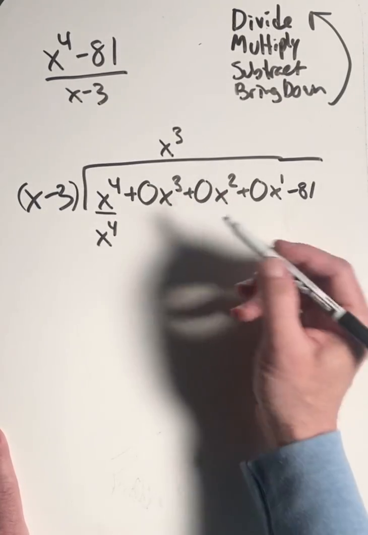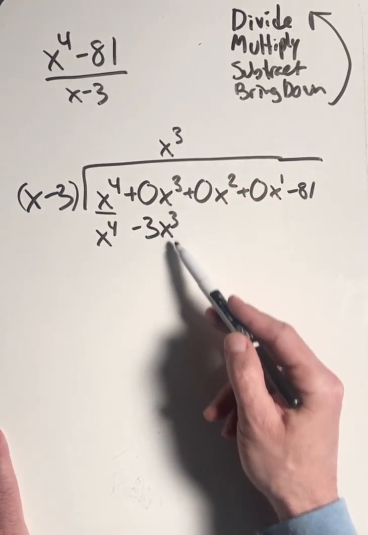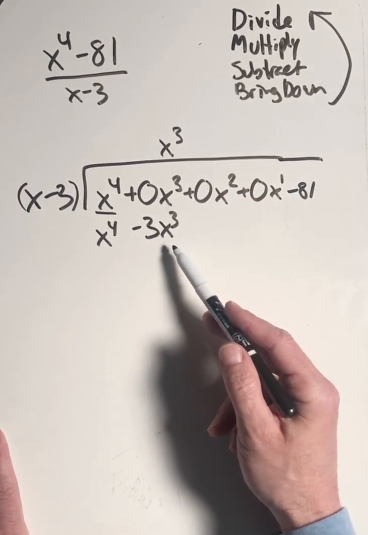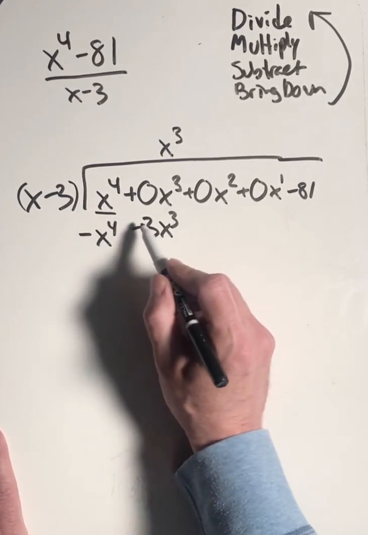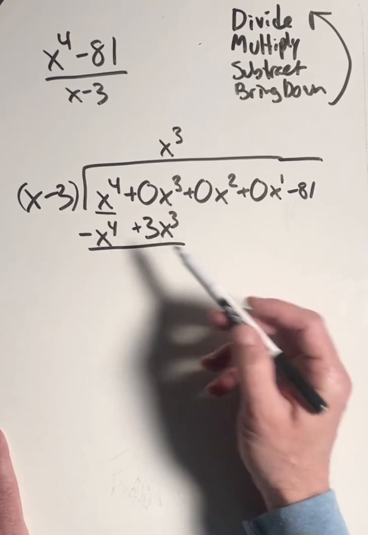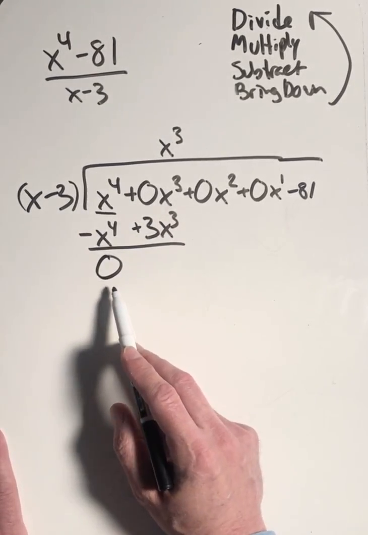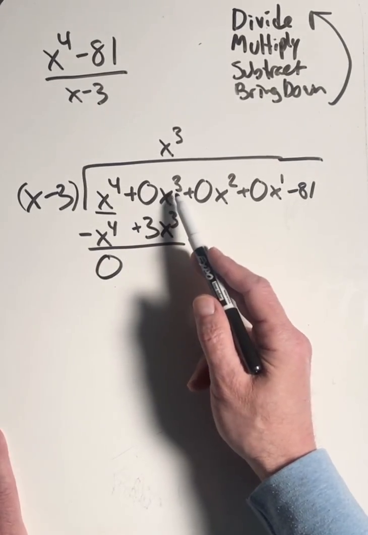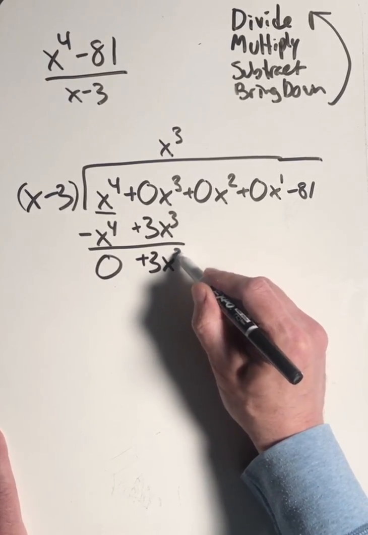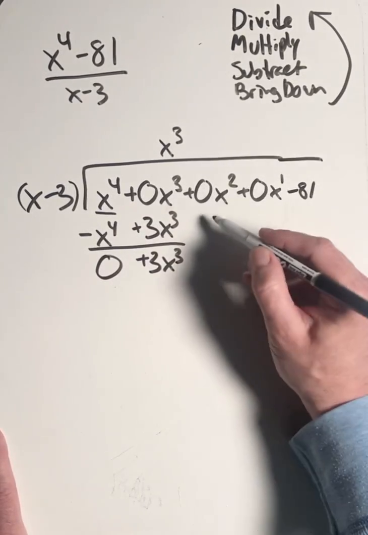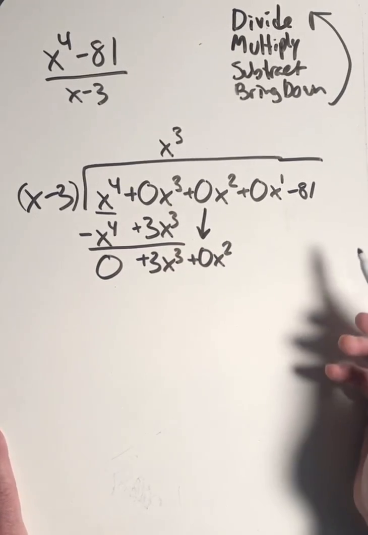X to the third times negative 3 would be negative 3x to the third. Again, notice how all my x to the thirds are lined up. After I multiply, I'm going to subtract, so that means I'm really changing the sign of both of these terms here. X to the fourth minus x to the fourth is 0, and it has to be, so I know I'm doing the right thing. 0x to the third plus 3x to the third is positive 3x to the third. After I subtract, I bring down plus 0x squared.